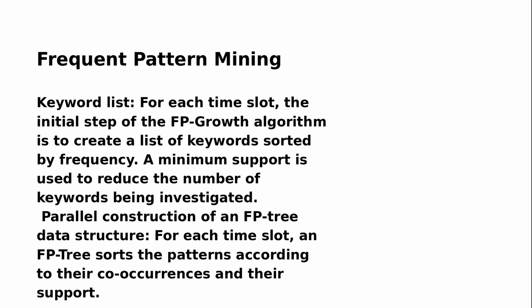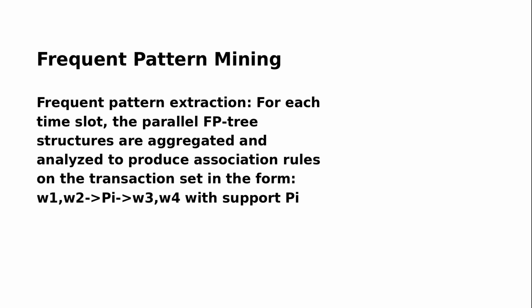Firstly, the keywords list for each time slot. The initial step of the FP growth algorithm is to create a list of keywords sorted by frequency. A minimum support is used to reduce the number of keywords being investigated. Parallel construction of an FP tree data structure is done for each time slot. An FP tree sorts the patterns according to their co-occurrences and their support.